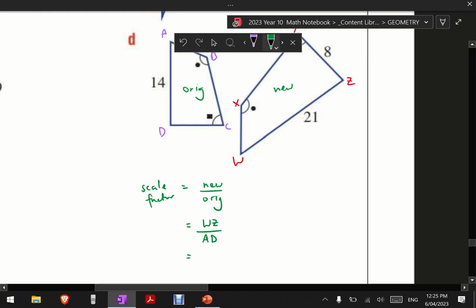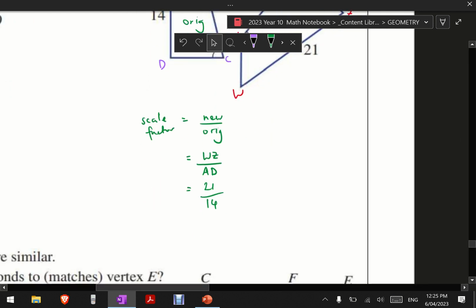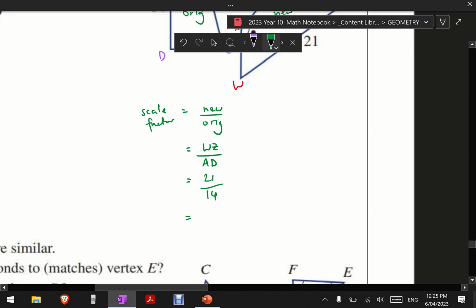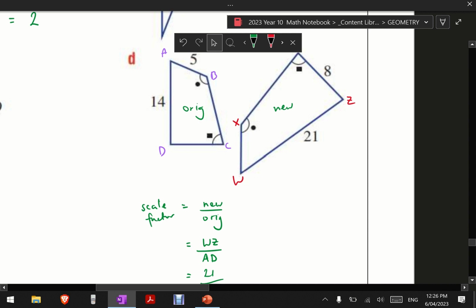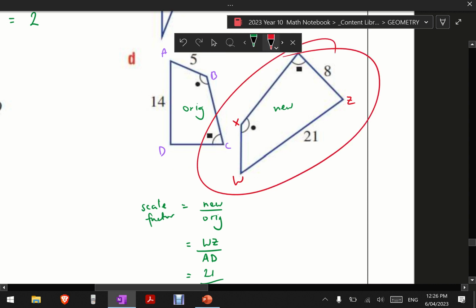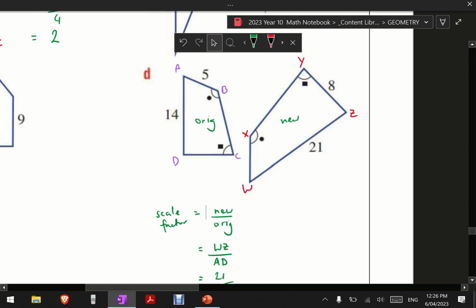So WZ here is 21. AD is 14. All right, so the scale factor there is going to be, if my math is right, a fraction, which is 3/2. And then if you put that in decimals, it's 1.5. So that means this shape has been enlarged by 1.5. That's been times by 1.5 to get to that shape.